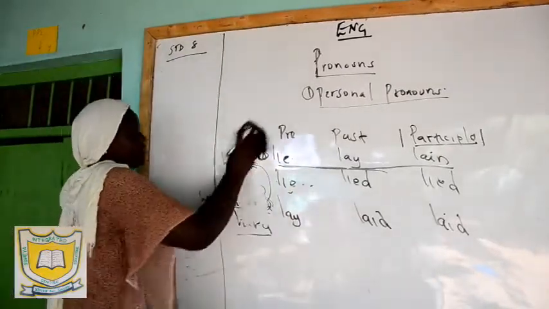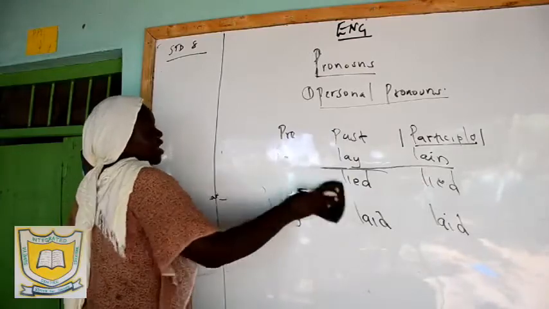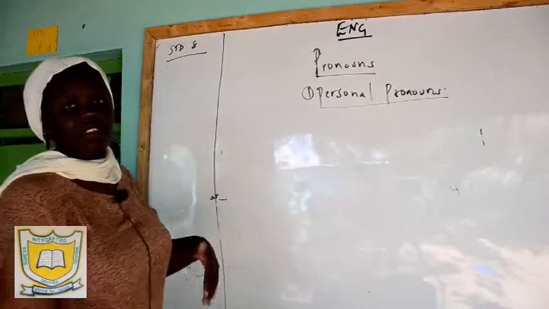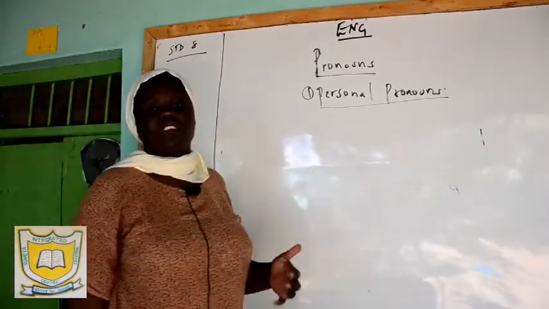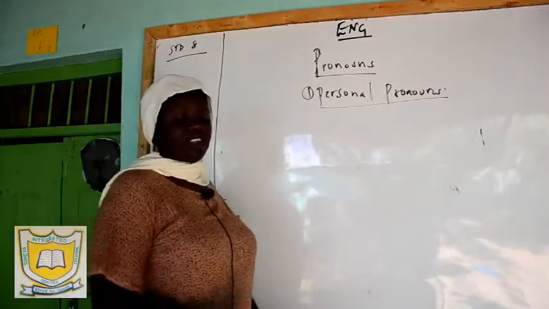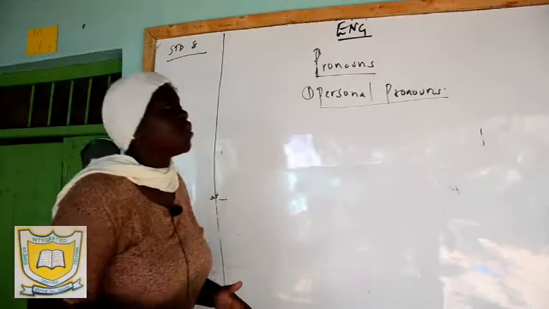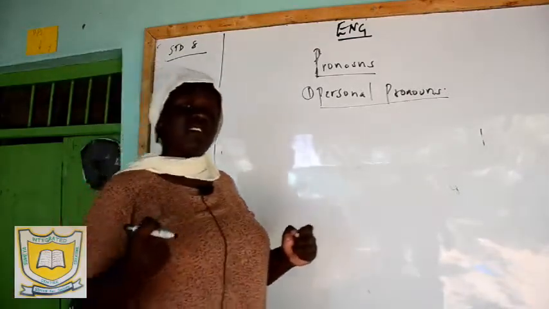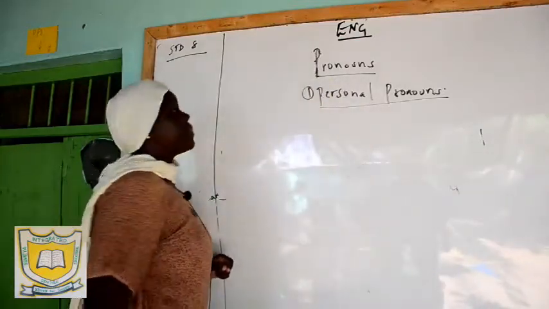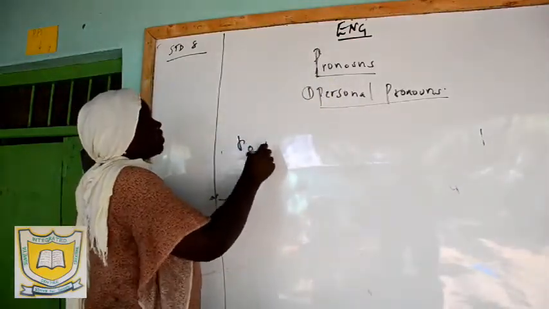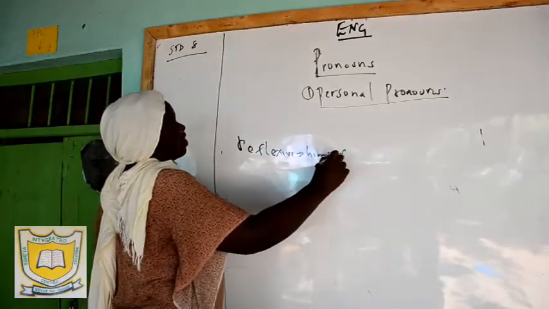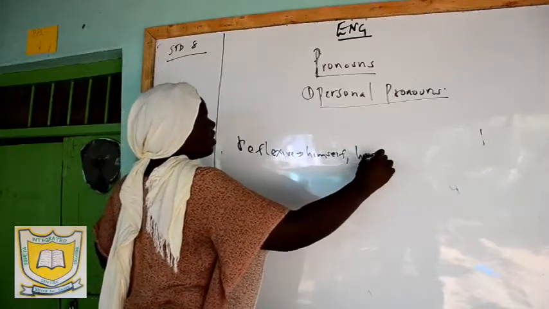So in today's lesson, we are going to talk about pronouns, and under pronouns, we are going to talk about personal pronouns. A pronoun is a word that is used instead of a noun, or that which stands in for a noun. We have different types of pronouns. We have personal pronouns, possessive pronouns, relative pronouns, reflexive pronouns, and demonstrative pronouns. Reflexive pronouns, for example, are himself and herself.